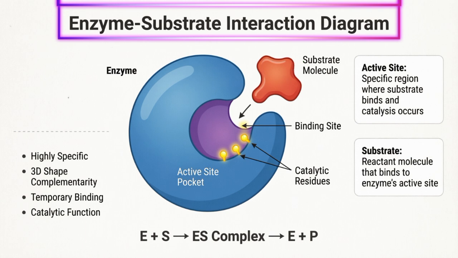Now, look at how they fit together. This is not random. The enzyme has a specific pocket called the active site pocket. Notice the shape. The substrate fits perfectly into this pocket. This is what we call three-dimensional shape complementarity.